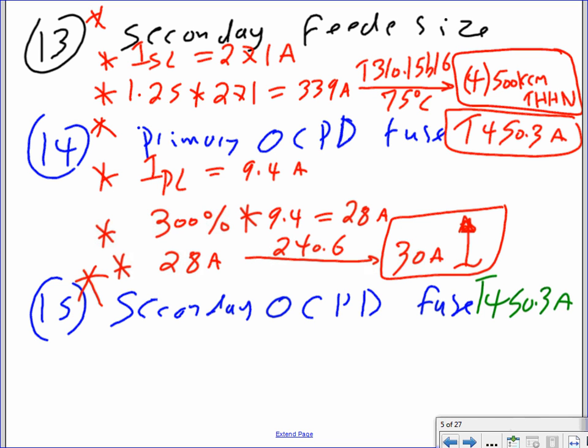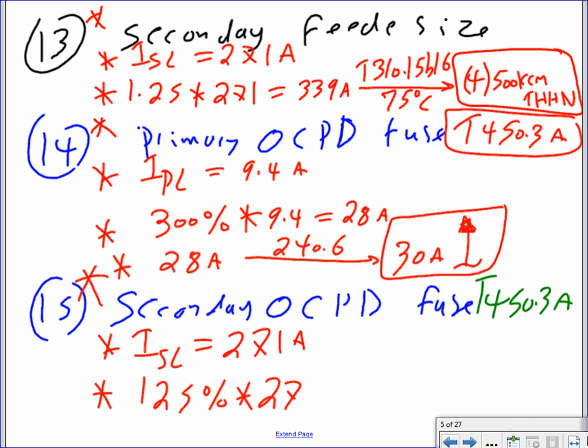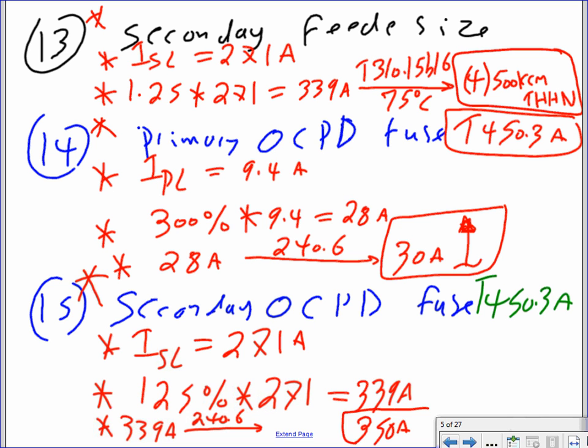Okay, the first thing you need to do is use I secondary line, which was 271 amps. Then you multiply that baby by, what is it, 125%. Multiply 271. If you do the math on that one, you're going to end up with 339 amps. Cool. Then you take the 339 amps to the same table, 240.6, and that will get you a healthy 350 amp.